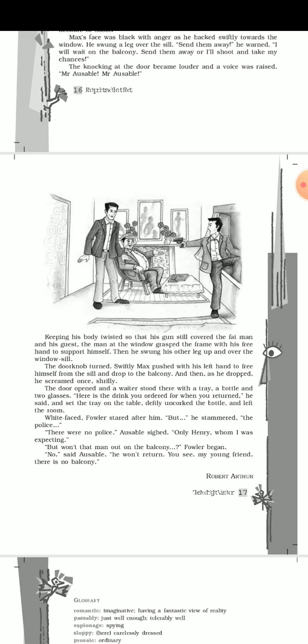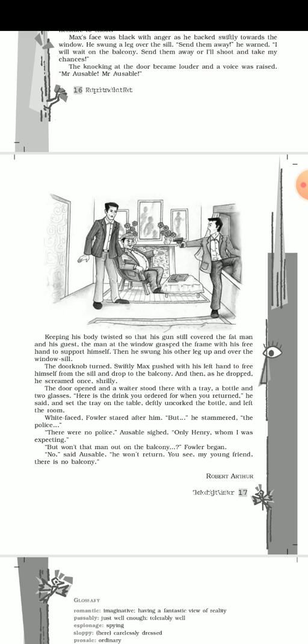The doorknob turned. Swiftly, Max pushed with his left hand to free himself from the sill, from the window pane. Like he was holding the sill with his hand, as I told you, right? So he swiftly pushed with his left hand to free himself from the sill and dropped to the balcony. He wanted to go to the balcony and wait there for Ozable. And then he dropped. He screamed once shrilly. Shrilly means loudly, at a high pitch, right?